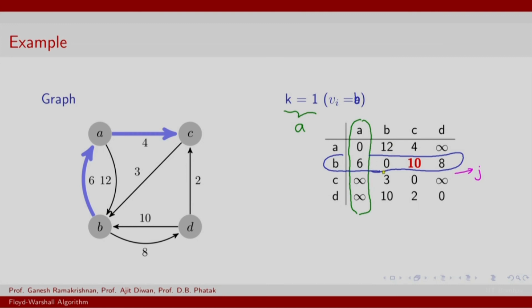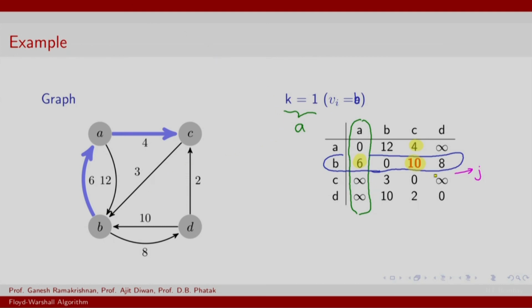Again, we are not interested in B to B. B to C, well, we are going to look at the shortest path from B to A and then from A to C. B to A is 6, A to C is 4, and this gives you the value of 10. So this is actually less than the earlier value of B to C, which was basically infinity.